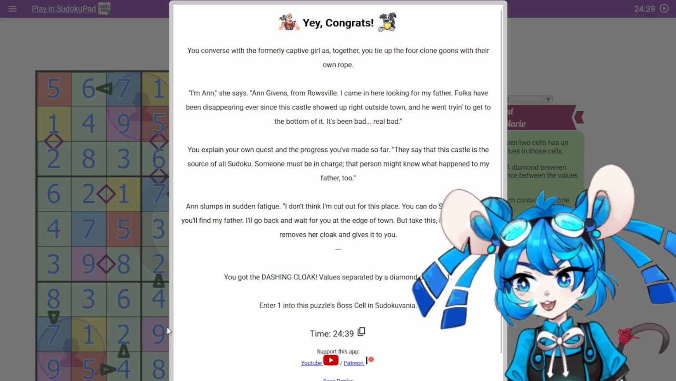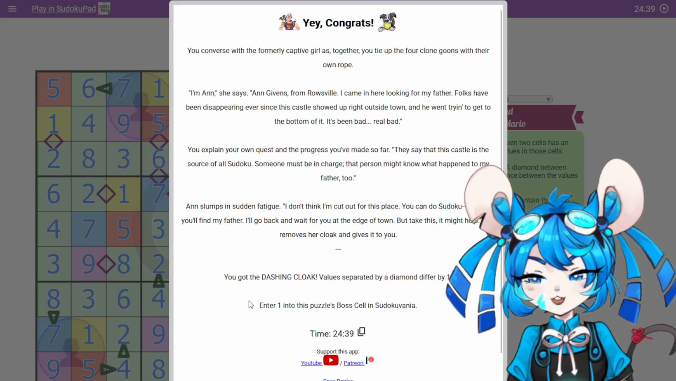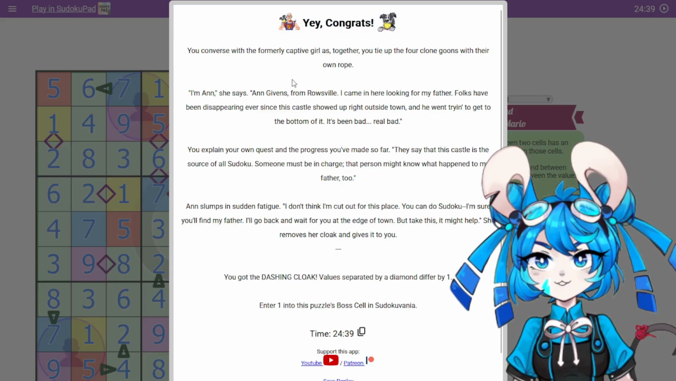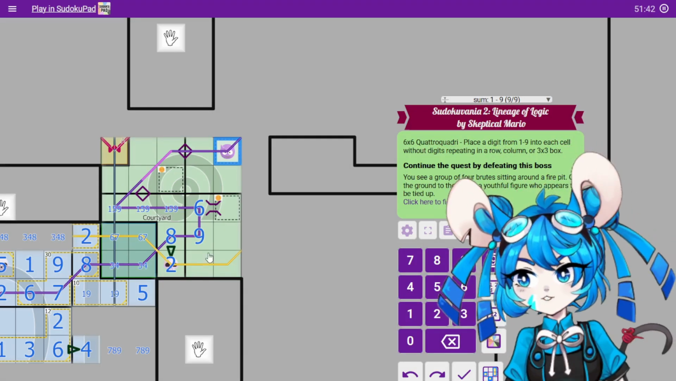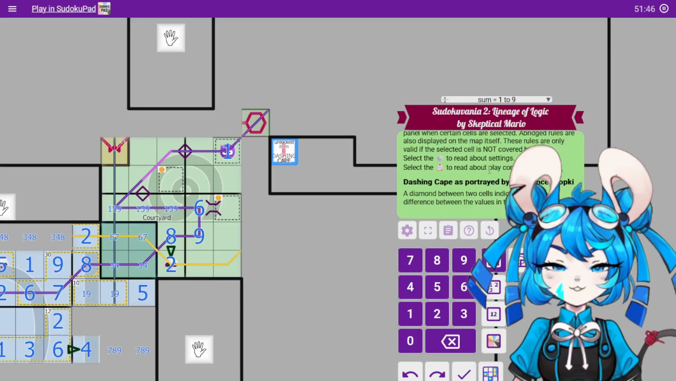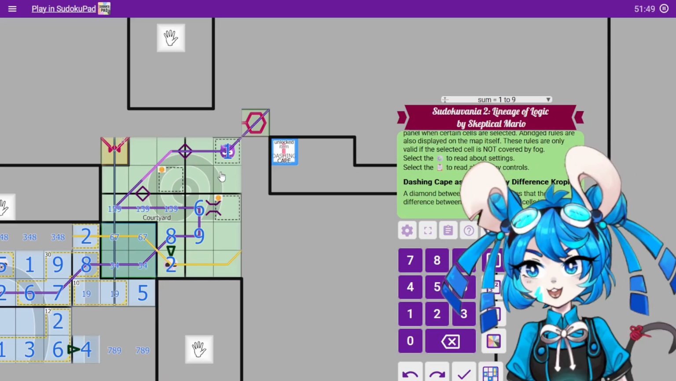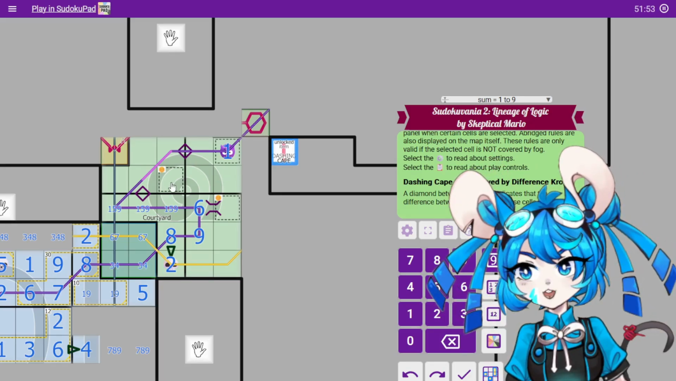You got the dashing cloak. Values separated by a diamond differ by 1. Enter 1 into the boss cell. Cool. We got the dash upgrade. Yippee! So let's put a 1 in here. Unlock the dashing cape. As we knew before, it is digits separated by a diamond differ by 1.